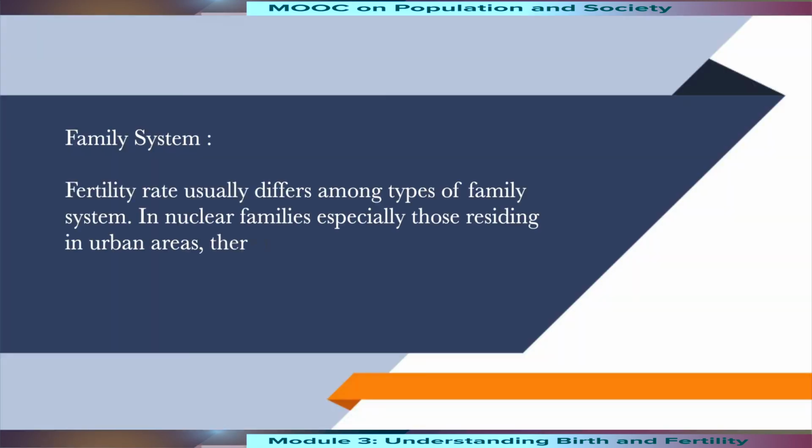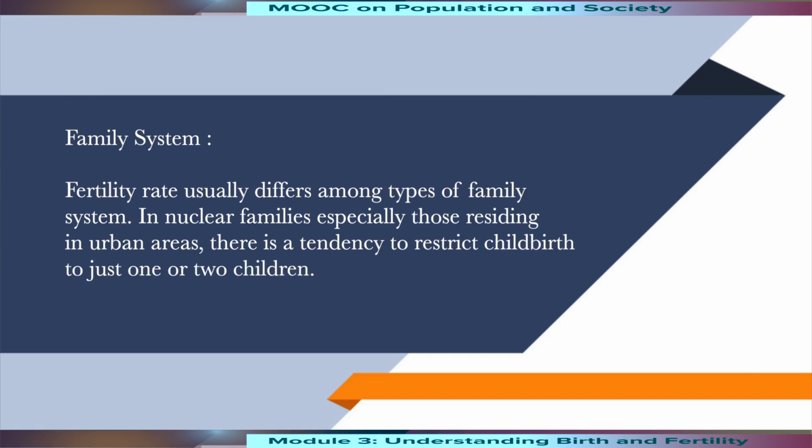Next is the family system. Fertility rate differs on the basis of the type of family that we live in. In a nuclear family, or for families who reside in urban areas, there is a tendency to have a lesser number of children, because in such families it is very difficult to raise the child. Where only the couple is there, only the husband and the wife, it is very difficult to raise a child all alone, and therefore in such nuclear families in urban areas, it is very difficult to raise more children.